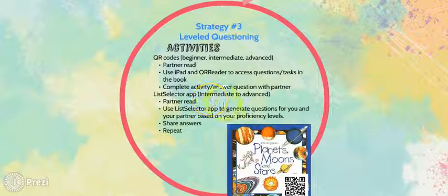As far as incorporating the List Selector app, this could be used with intermediate or advanced learners. Students would partner read again, and they would use the List Selector app to generate questions for their partners based on their proficiency levels. They would share answers with each other, and they would repeat this process.